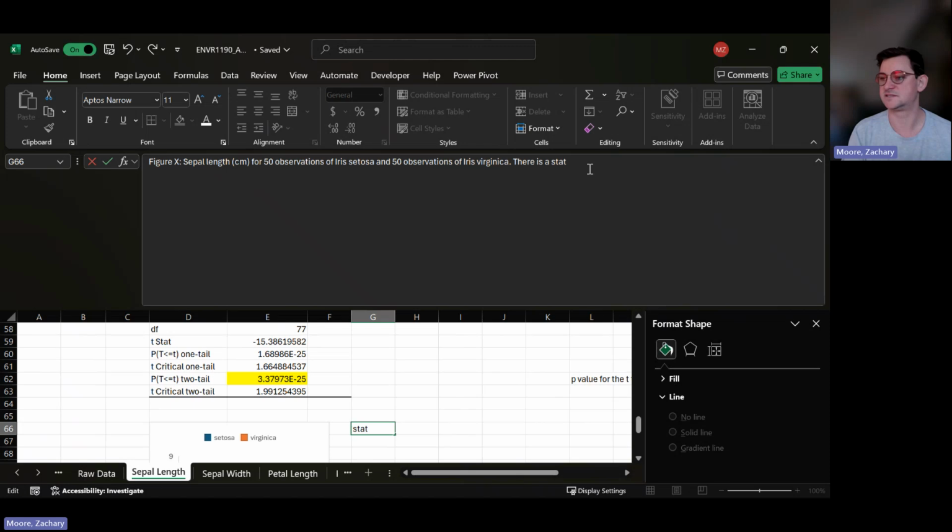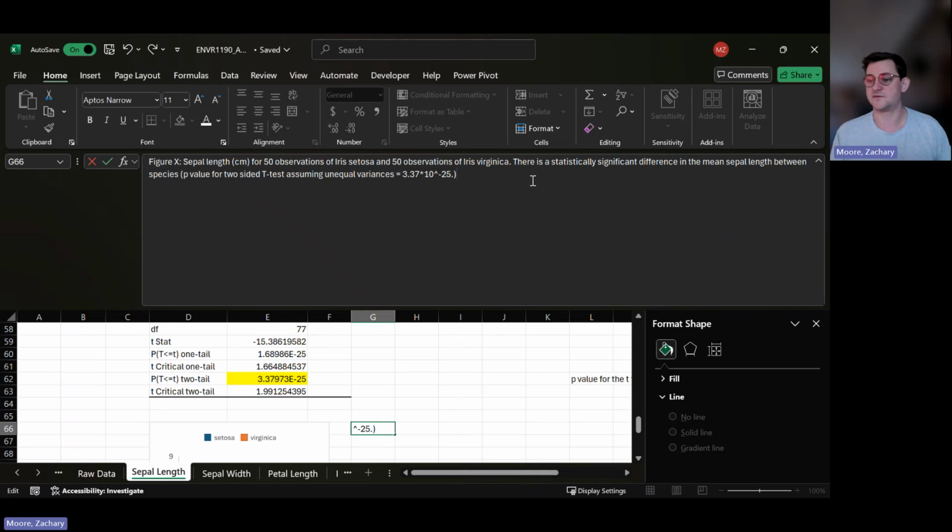There is a statistically significant difference in the mean sepal length between species, p-value for two-sided t-test assuming unequal variances equals, and we have this value here, 3.37 times 10 to the negative 25. And so this is a lot of information that we're putting here, right?